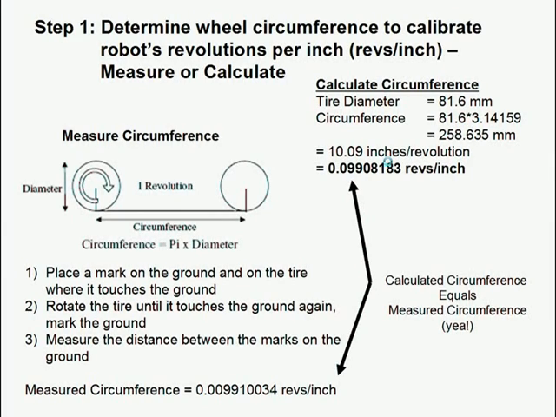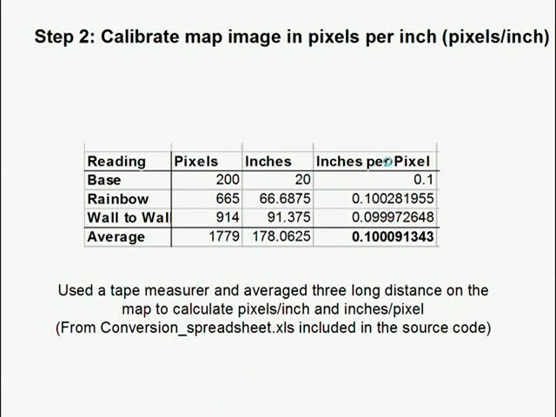They weren't exactly the same, but it was pretty much the same up to the 1,000th, 10,000th, so it's good enough to just use whichever one you want. And then you have to calibrate your map image in pixels per inch. We used GIMP for this, but I think you can use the photo viewer editor that comes with computers.